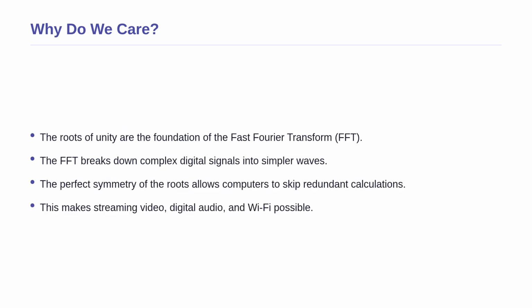Now that we have calculated these roots, you might be wondering why they matter. These roots are the mathematical foundation for the fast Fourier transform, often called the FFT. The FFT is an algorithm that breaks down complex signals into simpler waves. Every time you stream a video, listen to digital audio, or connect to Wi-Fi, your device uses the FFT to process the data quickly. The nth roots of unity make this possible because their perfect symmetry allows computers to skip millions of redundant calculations. Without these perfectly spaced numbers, modern digital communication would be far too slow to function.